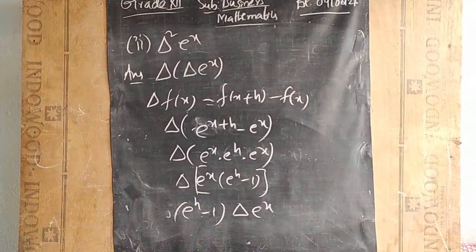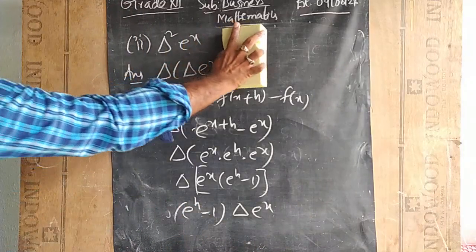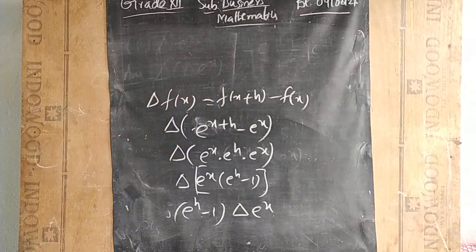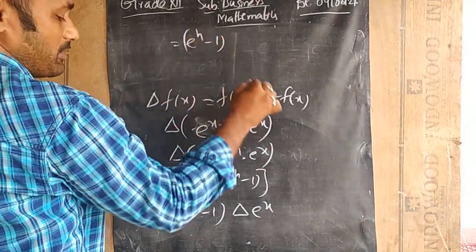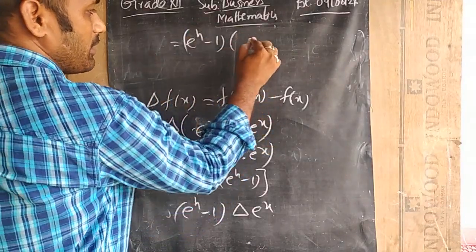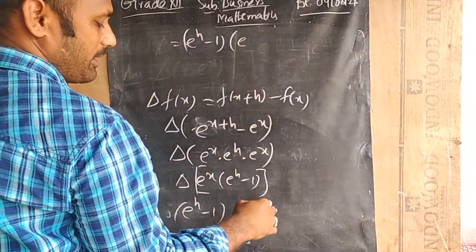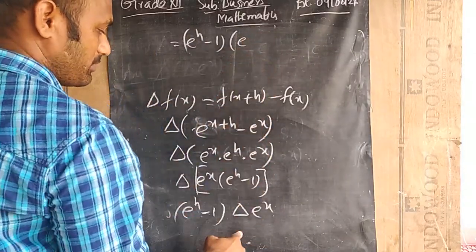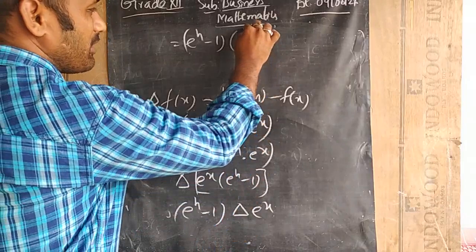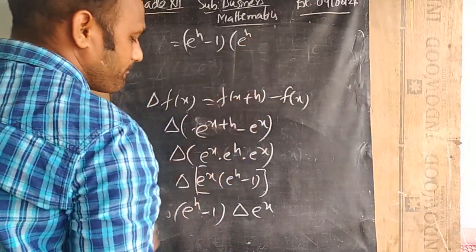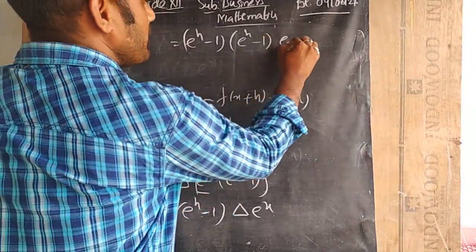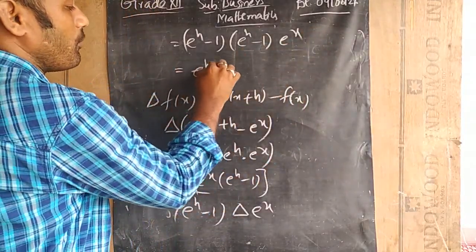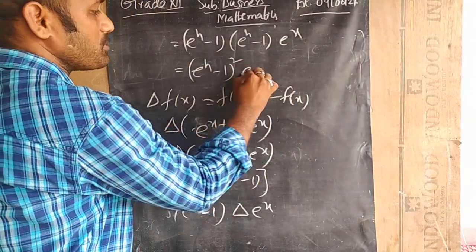Again we will apply the formula here. So here it will become e power h minus 1 into e power x, right? Delta e power x is nothing but e power h minus 1 into e power x. So the same e power h minus 1 into e power x we are going to get. So the overall answer will be e power h minus 1 whole square into e power x.